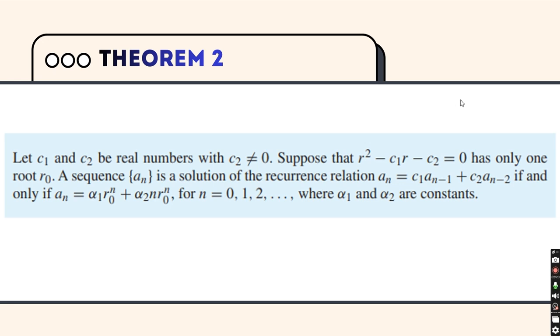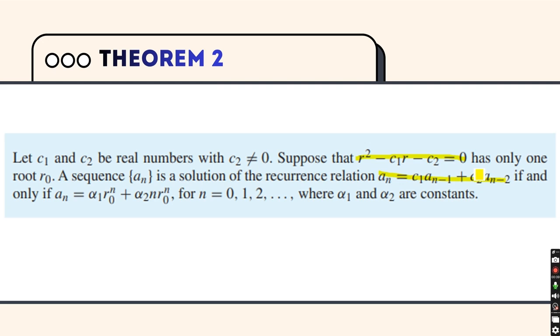Next, we shall have theorem 2. This theorem deals with recurrence relations that look like this. This means that each term is made by combining the two previous terms. If you try to solve this kind of recurrence, you always start by forming its characteristic equation, wherein we always replace the value of an with r. So this is the characteristic equation.